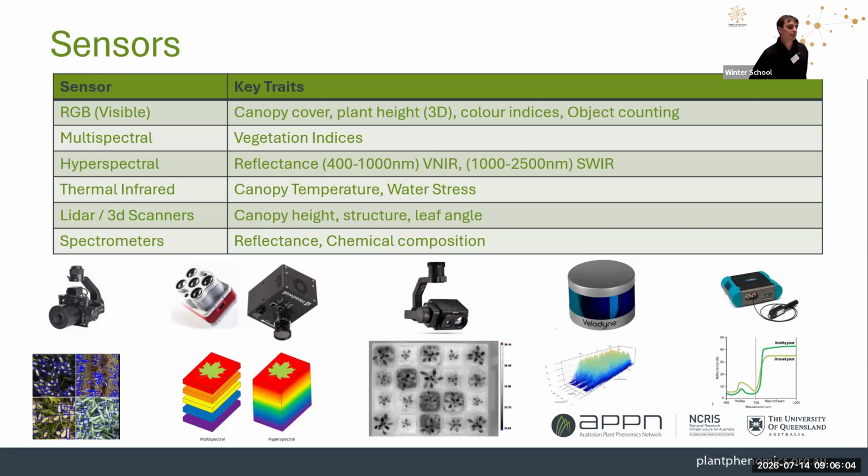Then we have 3D sensors, so LiDARs and 3D scanners. We also have photogrammetry, which gets to the same thing. So that gives us an idea about the structure and the morphology of a crop. And then we also have spectrometers. And so there's quite a range of these sensors that are available. And in order to do the phenotyping, we need to combine them with the platforms that we're trying to use.